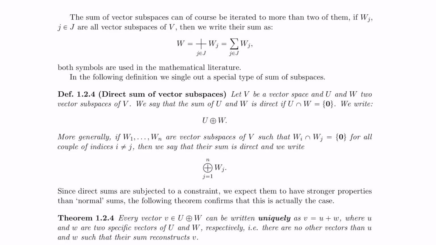It is important to single out a special type of sum between subspaces. This is called direct sum, and it happens when two vector subspaces intersect just in the null vector. In this case, we write this symbol to denote their direct sum. And more generally, if we have a bunch of vector subspaces that intersect only in the null vector, then we write their direct sum with this symbol here.